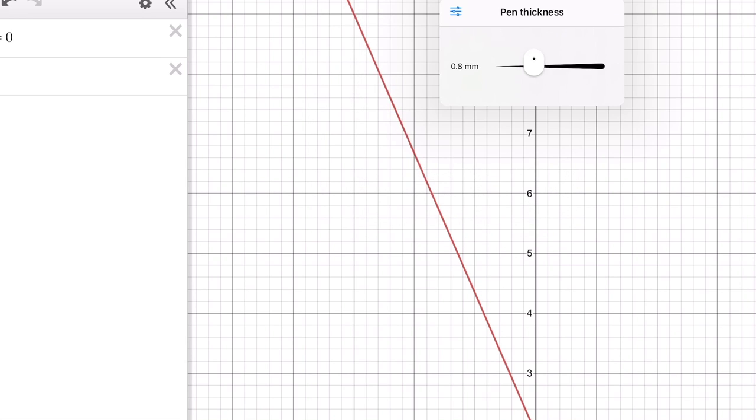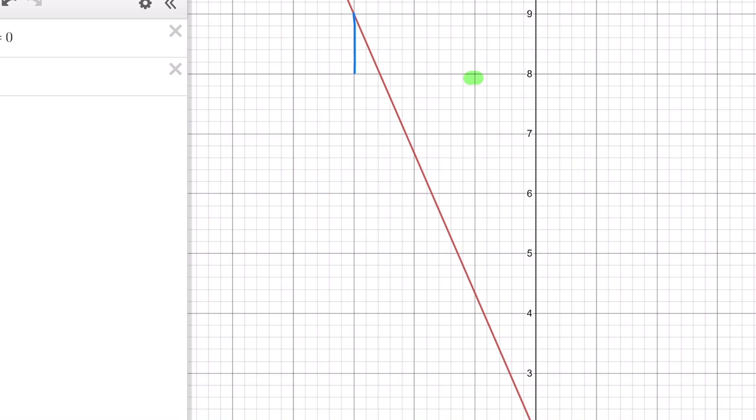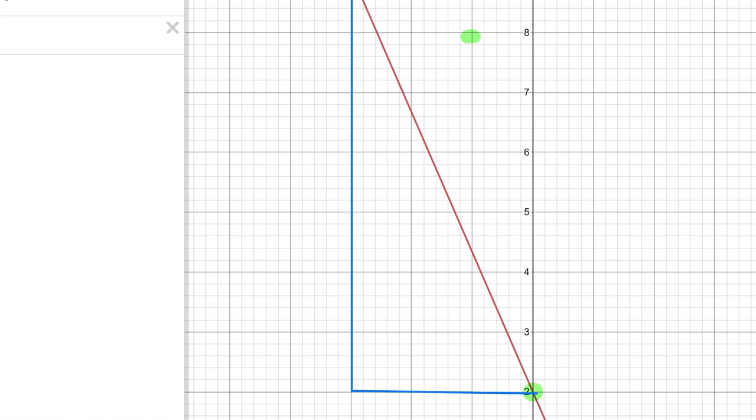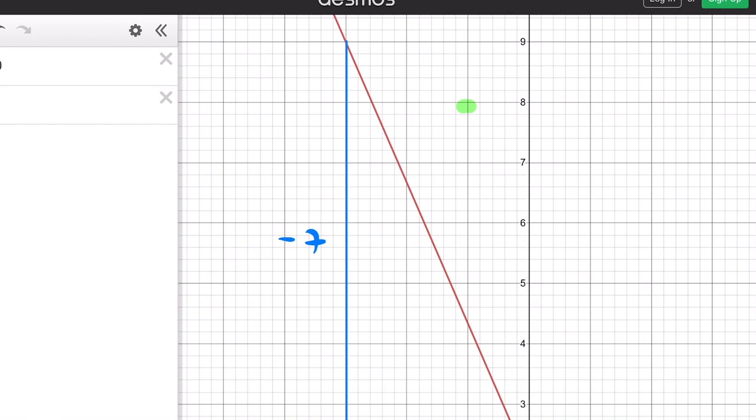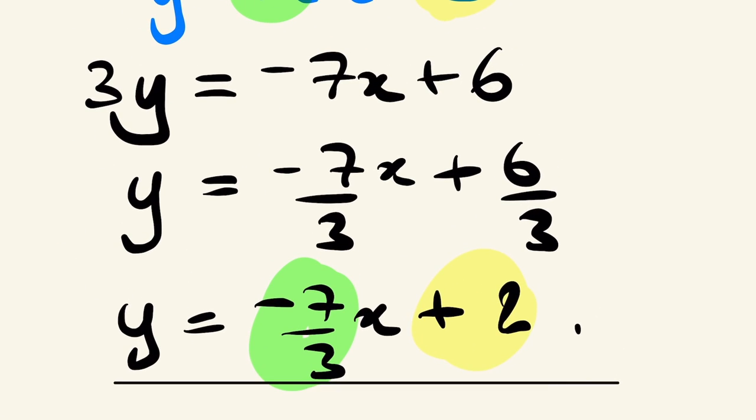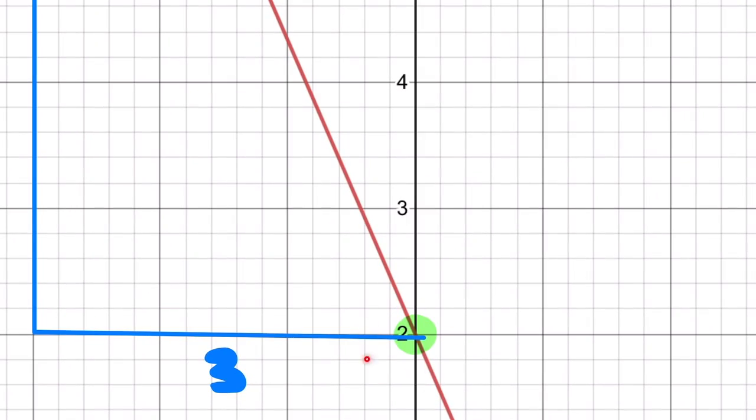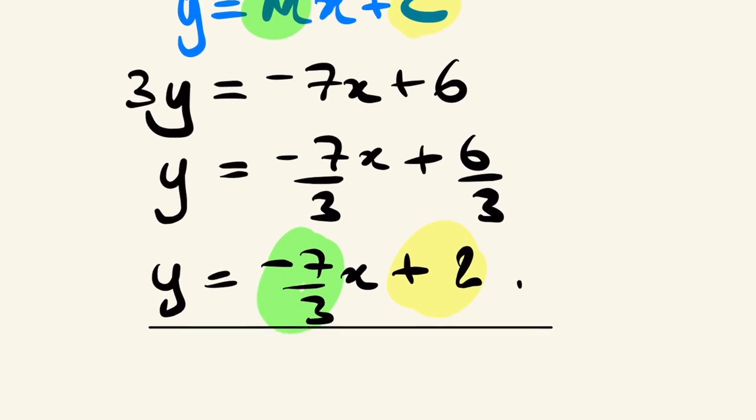If I come down 7, so minus 7, remember, I've gone down from 9 to 2, so down 7, minus 7. To get back to the line, I would have to now go up 3. So I've gone in a positive direction 3 and I've come down 7. So you can see that my gradient is indeed minus 7 over 3. And that's exactly what we got here when we rewrote the form of the equation. And clearly it is going through 2 on the y-axis as the y-intercept.